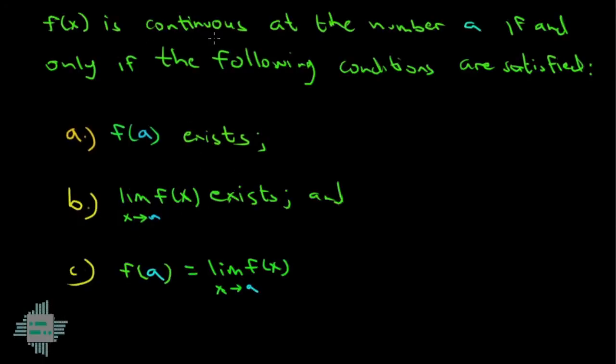f of x is continuous at the number a if and only if the following conditions are satisfied. Una, dapat f of a should exist. Pangalawa, dapat yung limit of f of x as x approaches a meron din, nag-i-exist din. And finally, dapat equal yung f of a doon sa limit of f of x as x approaches a.